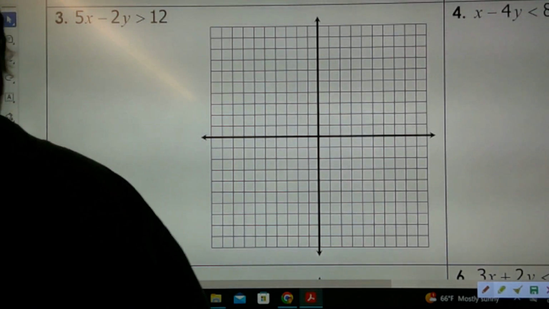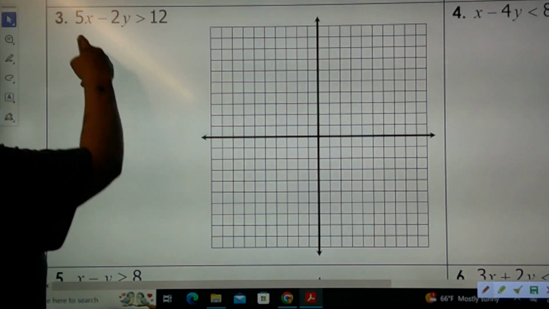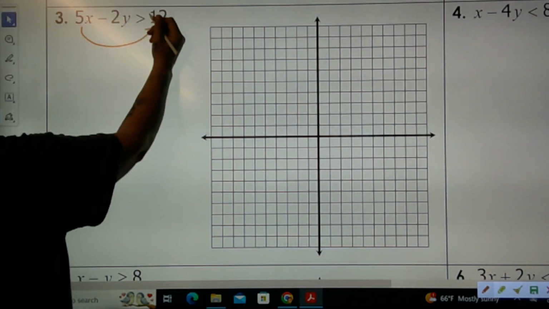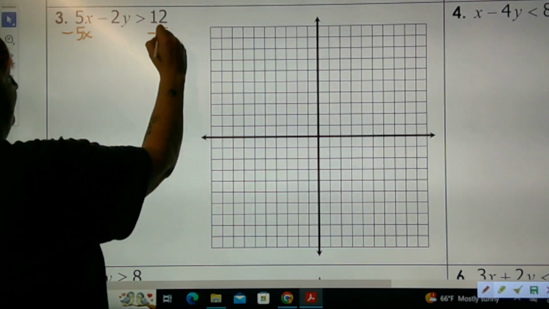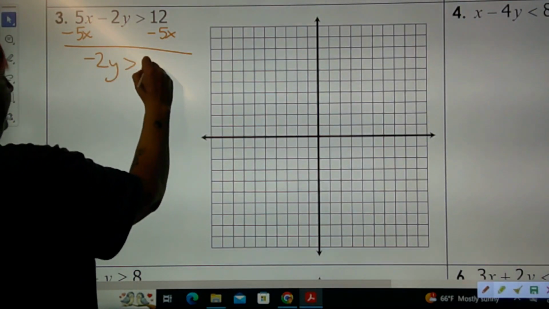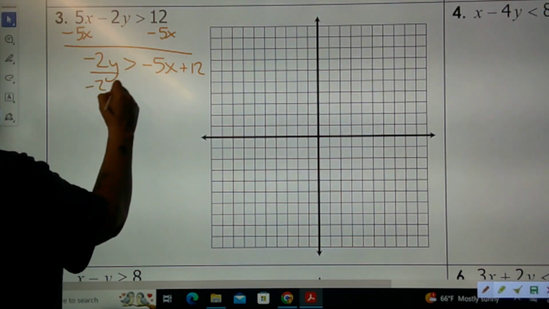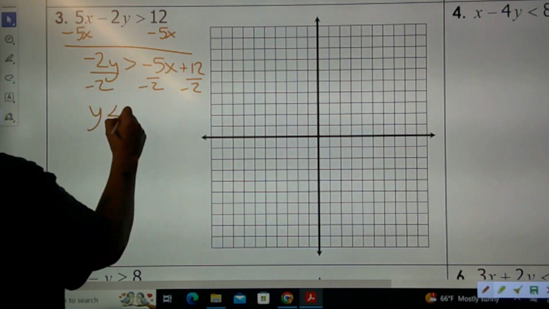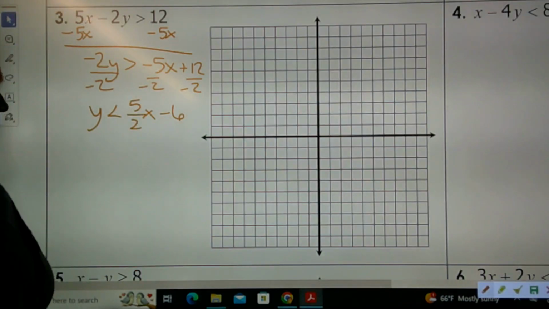Alright, same thing. This one is not in slope-intercept form. So we're going to move the x term to this side. In order to do that, we're going to cancel it over here and move it over here. That's going to leave you with -2y is greater than -5x plus 12. We're dividing by a negative, so we're going to flip our symbol. Y is less than 5 over 2x minus 6.